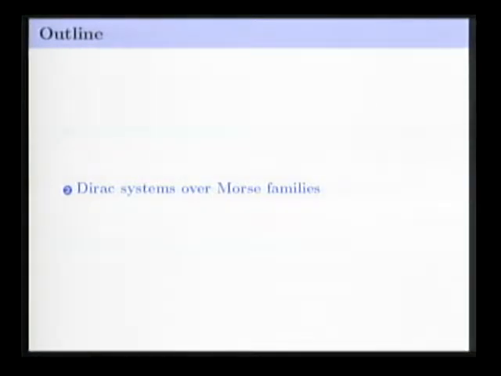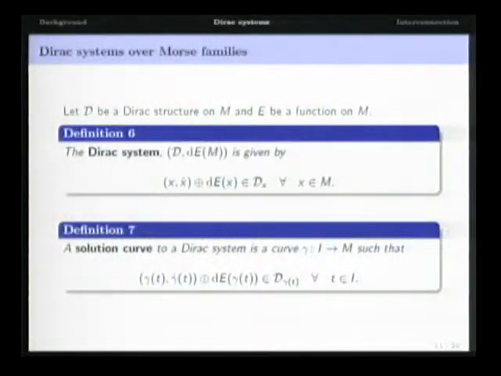Okay, so next is to describe the Dirac systems. I will first remind the usual notions we can find in the literature of Dirac systems. So it's given by a Dirac structure and a function E, and we consider the graph of the differential of E. And then the Dirac system consists of this set of differential algebraic equations.